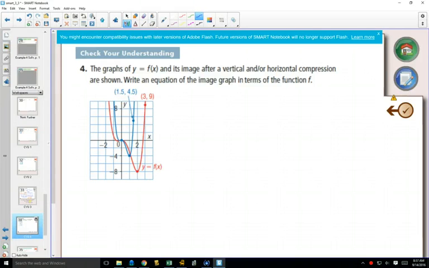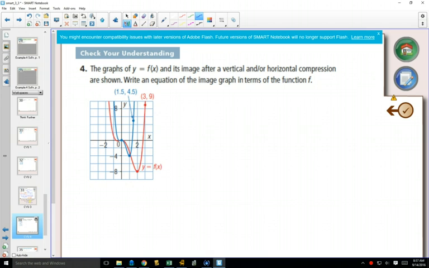So here we're given the original graph, which is the red one, and then they're telling us that there's been some vertical and horizontal compressions, and that resulted in the blue graph. We have to figure out what happened. Now, when we had these questions in the first section, when we were moving things left, right, up, and down, it was really easy to see what happened.